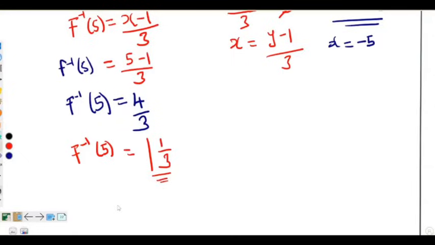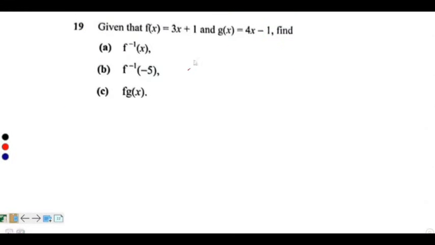So this is the answer, okay? Now we come to question C, where they want us to find f of g of x. This is a composite function, which means that the function g will compose the function f.